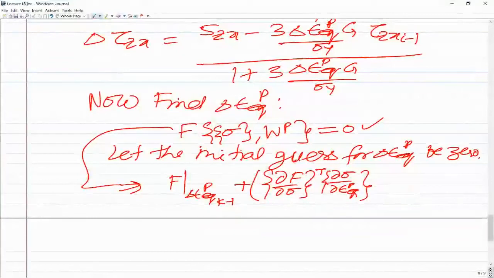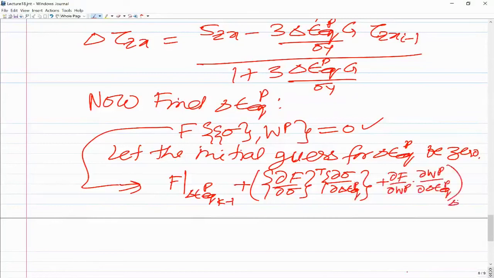There is one more correction over here. So this is delta of delta epsilon equivalent p, and plus we will have del f by del wp, and then del wp by del of delta epsilon equivalent p, and this whole thing is evaluated at delta epsilon equivalent p in the k minus 1th iteration, into delta of epsilon equivalent p for the kth iteration, is equal to 0.